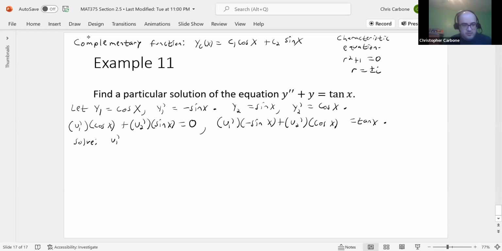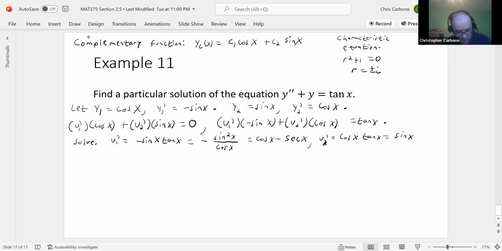We get u sub 1 prime is equal to negative sine of x times the tangent of x. And that is equal to negative sine squared of x over cosine of x. But from trigonometry, this is just the cosine of x minus the secant of x. And u sub 2 prime would be cosine of x times the tangent of x. And this just nicely becomes the sine of x.